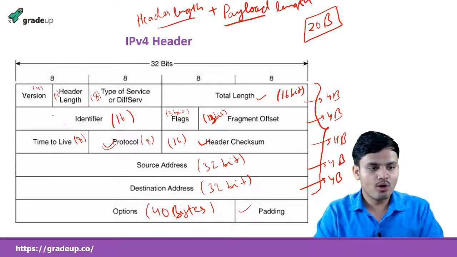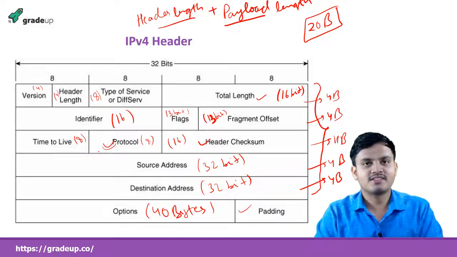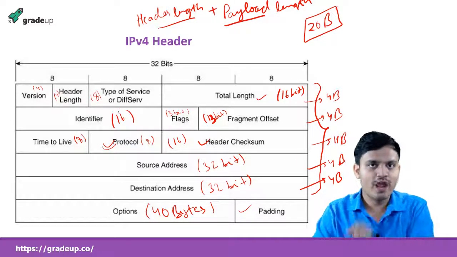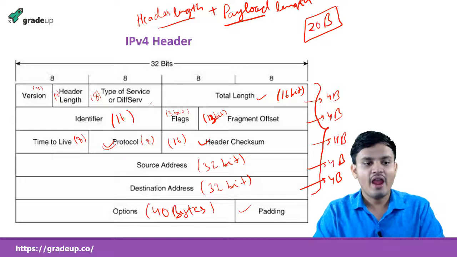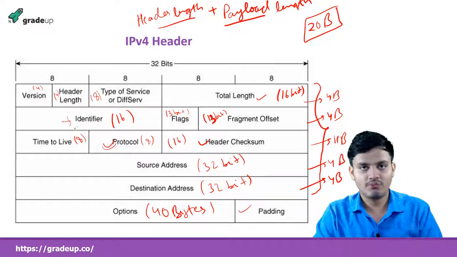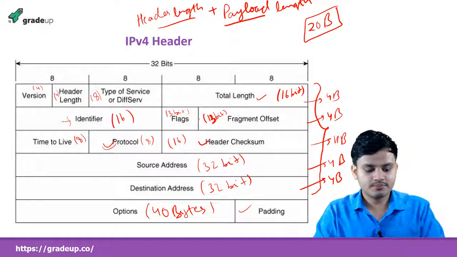I will talk more about all of these fields in detail. Try to remember this. If you write it 1-2 times in your notebook, this 4 bit, 8 bit, you will remember it. More importantly, understand why each is there, otherwise you will forget it. I told you why identifier is there, why fragment offset is there, and all these things you should know about why they are needed.